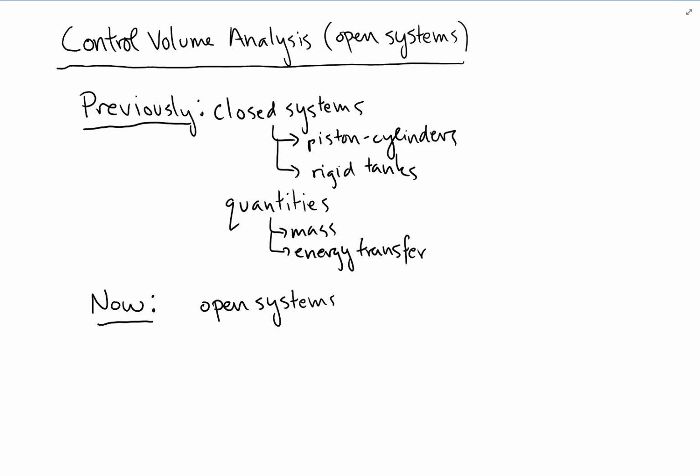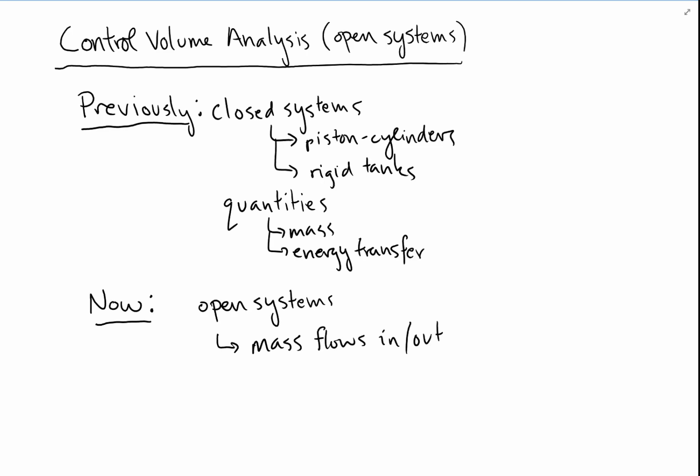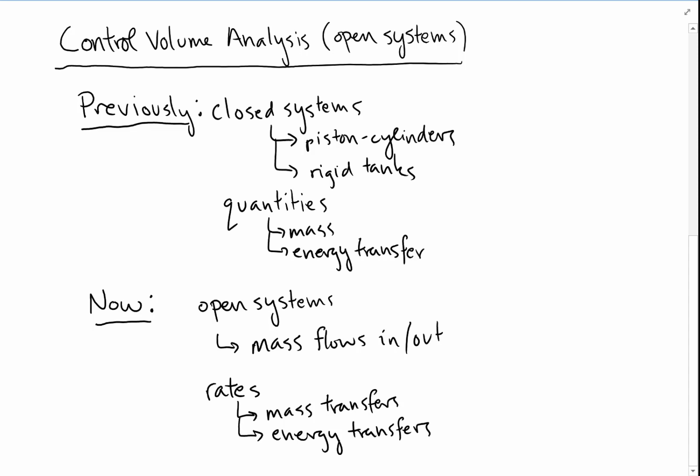Now as we deal with open systems, mass is going to be able to flow in and out. And instead of dealing with quantities, we're going to deal with rates. We're going to have rates at which mass moves or transfers. We're going to have rates at which energy transfers. So instead of talking about an amount of heat transfer that occurs, we're going to talk about the rate at which heat transfer is going to be continuously occurring.